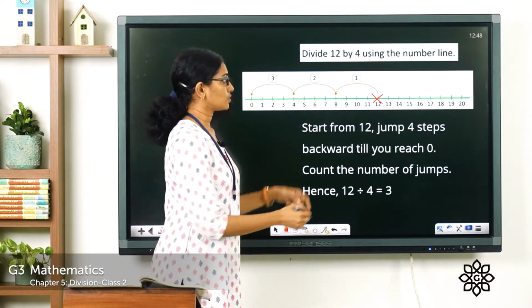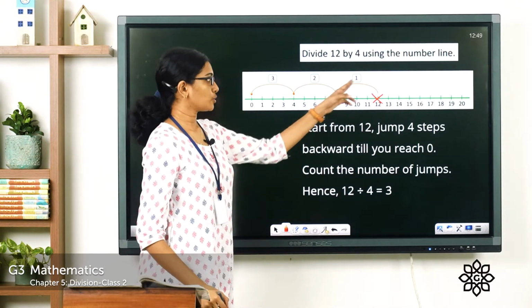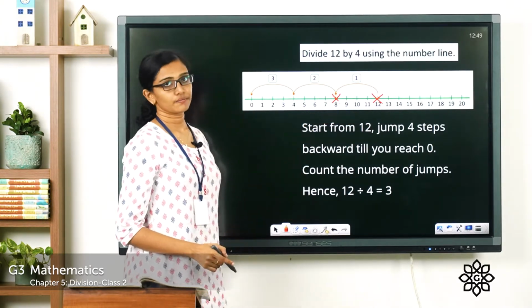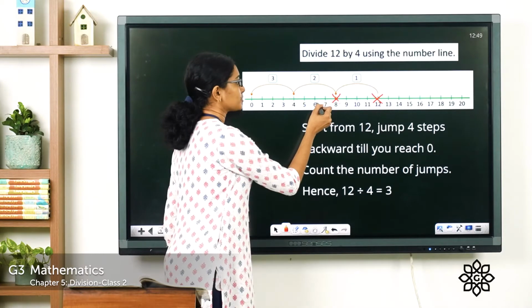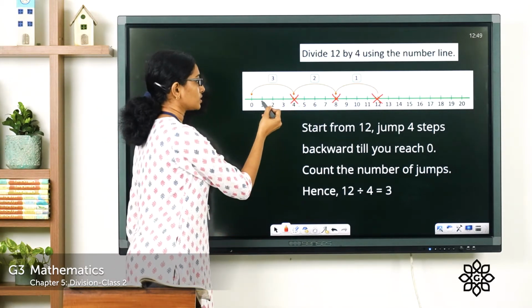4 steps, this 4. So it is 1, 2, 3, 4. You land on 8. Then you made the first jump. Then again 4 steps backward. 1, 2, 3, 4. You reached 4. Again 1, 2, 3, 4.